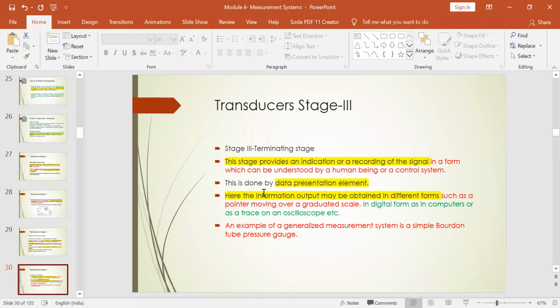So based on the end requirement, the data can be presented in 3 ways. For an example, for transducer stage 3 it is a Bourdon tube pressure gauge. So we study this in depth. What do you mean by Bourdon tube pressure gauge? It displays, records, transmits or stores the data.